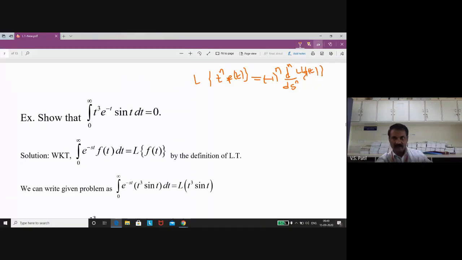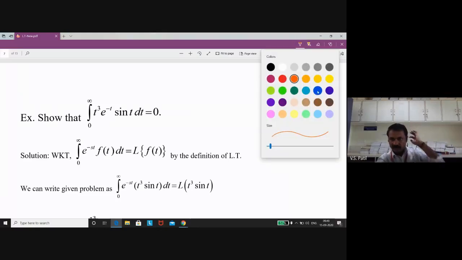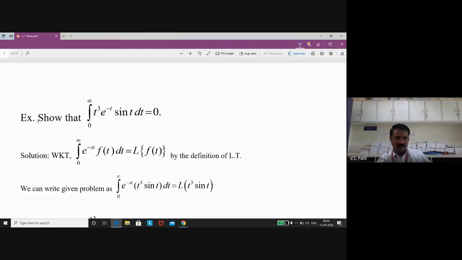Using this property, I think all of you have become perfect with it, because yesterday we solved many examples, right? Now they will ask you to find or show that the integral from 0 to infinity of t cube e raised to minus t into sine t dt is equal to 0. This is a direct example. Here the answer will be given in the examination, so you will know what the final answer should be.